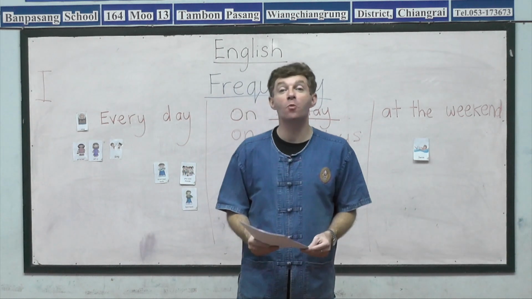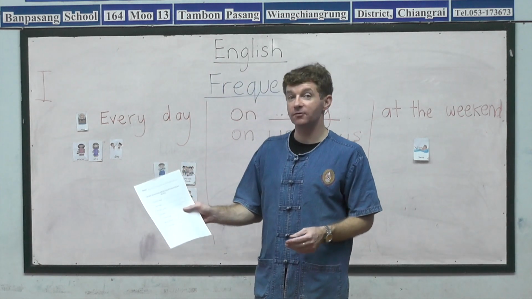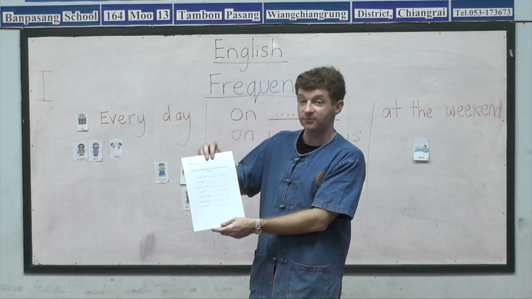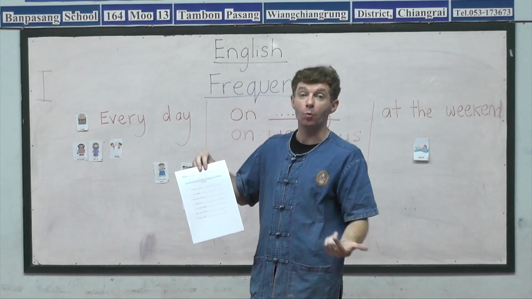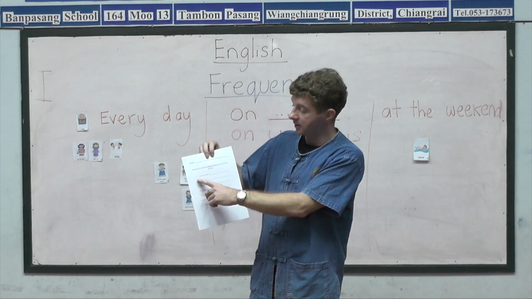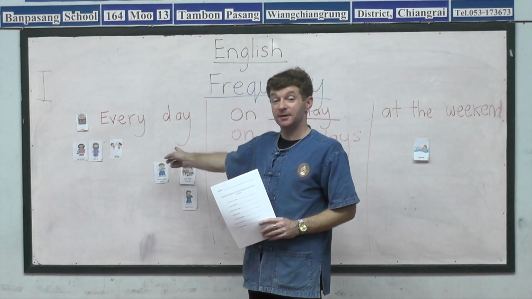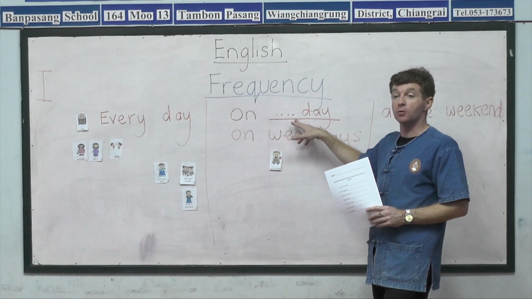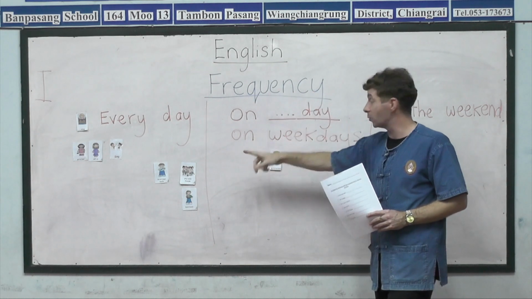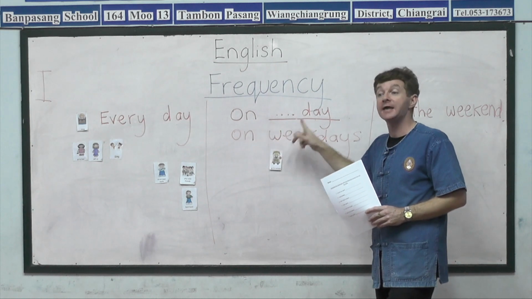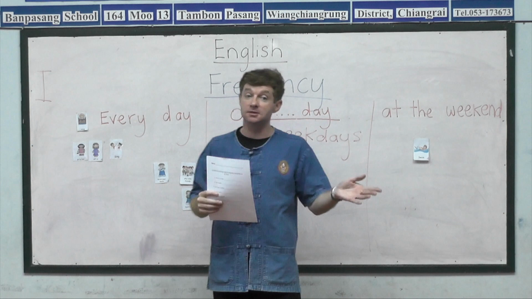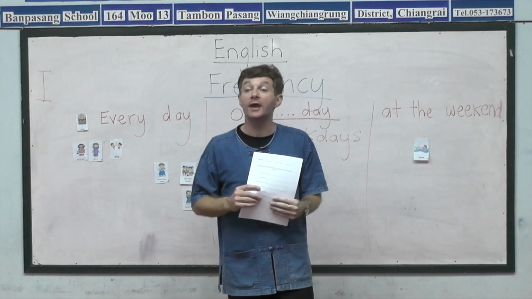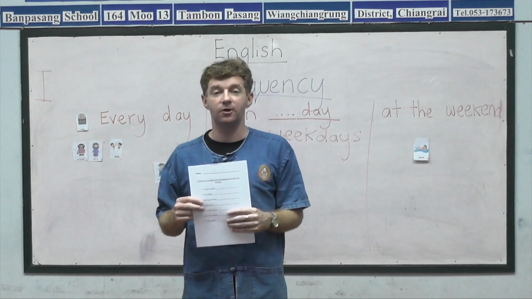And now it's time for our worksheet activity. So teachers, you will need to print off a worksheet for each of your students. What they need to do is read through the sentences and describe the frequency at which they do them. For example, number one, I brush my teeth every day. And then for the others, you can decide on which day of the week we do them. Or if we do them every day of the week, we can say on weekdays. And if it's Saturday and Sunday, we say at the weekend. Okay, guys, so give your students around 12 minutes to complete this activity.